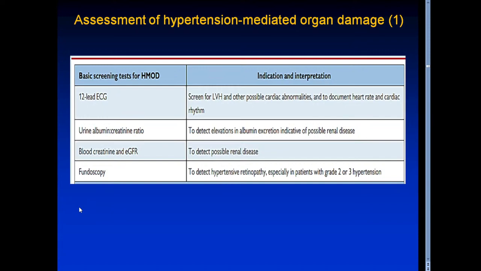Urine albumin creatinine ratio to detect elevation in albumin excretion, indicative of possible renal disease. Blood creatinine and glomerular filtration rate to detect possible renal disease. Fundoscopy to detect hypertensive retinopathy, especially in patients with grade 2 or 3 hypertension.